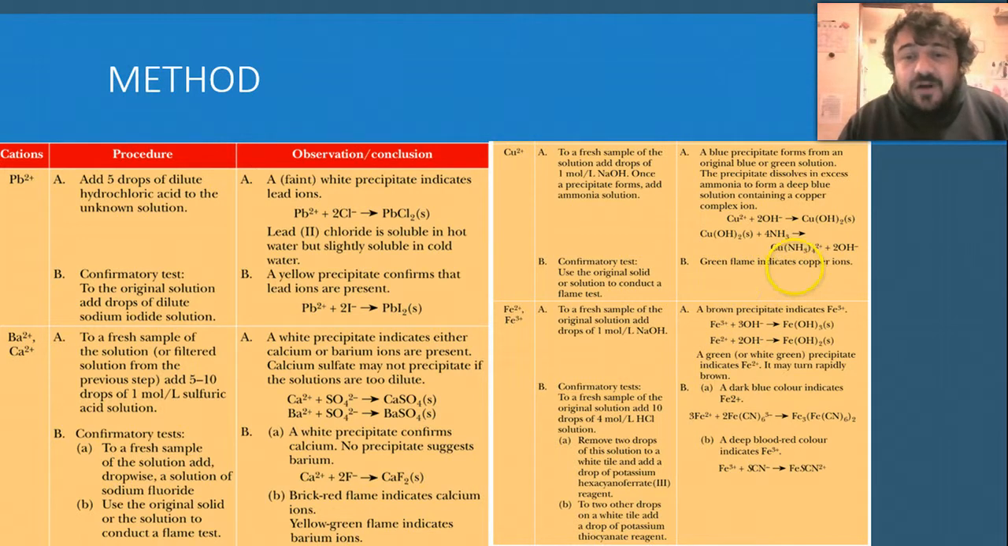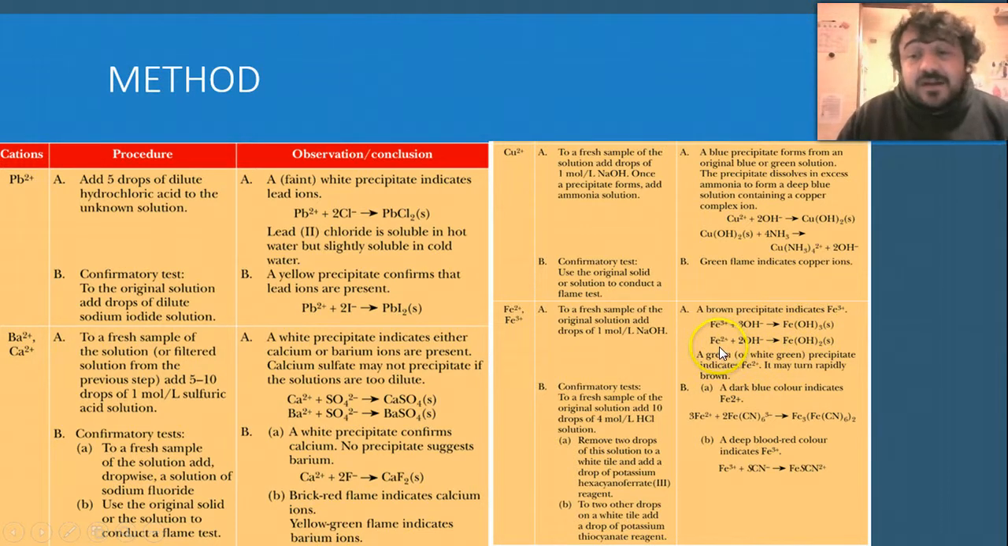All right, for iron, now we'll add sodium hydroxide, and you'll notice that iron will form two different ions here. Brown precipitate will indicate that it is Fe3+.